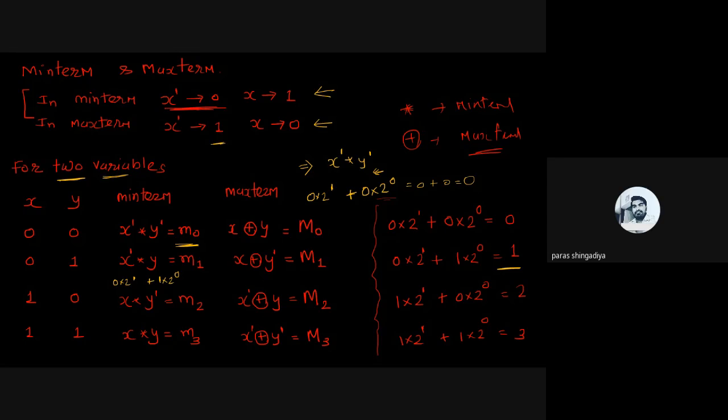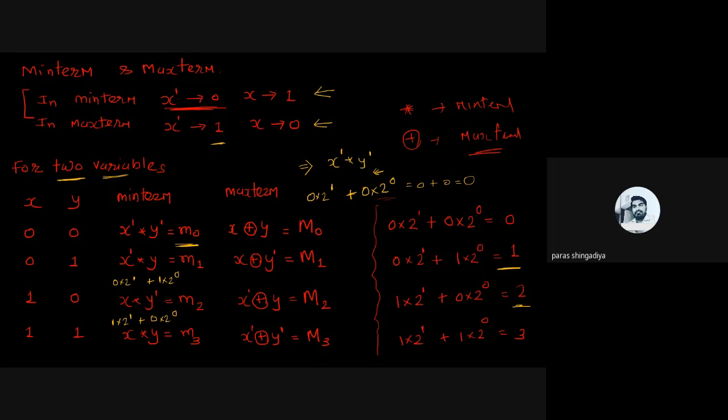So apply the sequence of 2 raised to n form. So first is y dash. So y dash means 0. Okay. So 0 into 2 raised to 0 plus x, which means a normal value. It is 1 here. So 1 means 2 raised to 1. Okay. 1 into 2 raised to 1. So what is the total? 1 into 2 raised to 1, that is 2. And plus 0 into 2 raised to 0, that is 0. Okay. So it is equal to 2. Therefore the answer is m2, small m2, for min term.